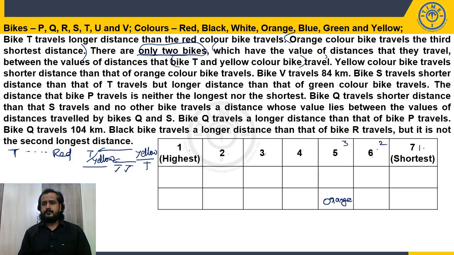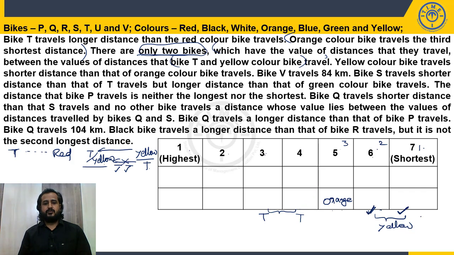Leave it. Next. Yellow color bike travels shorter distance than that of orange color bike. Orange color is already third shortest. So yellow has to be here or here. Yellow may be one of these two places. When yellow is one of these two places, yellow before T is not possible, because after yellow two gaps T, it is not possible. So that is ruled out. So definitely T has to be before yellow. When it is yellow, 1, 2 gaps, this will be T. So one of these two will be T.